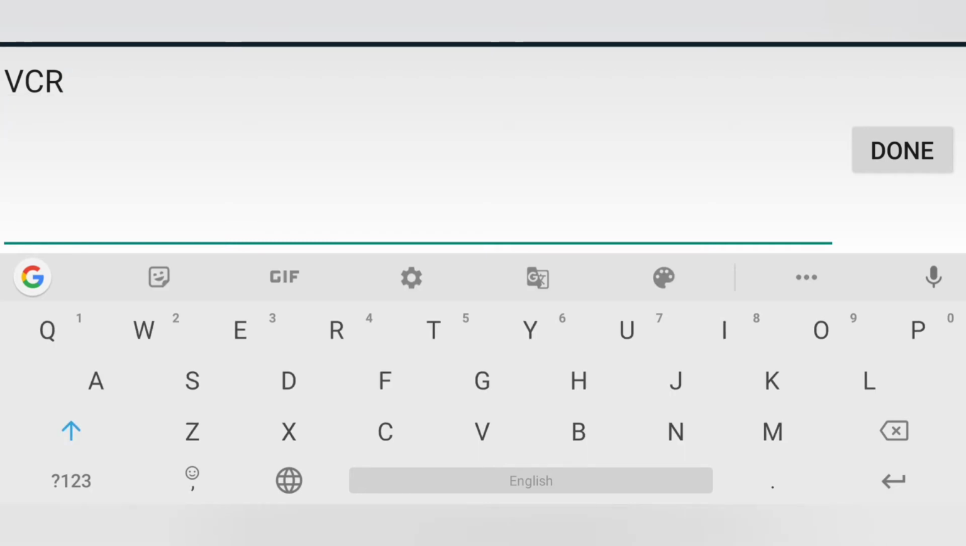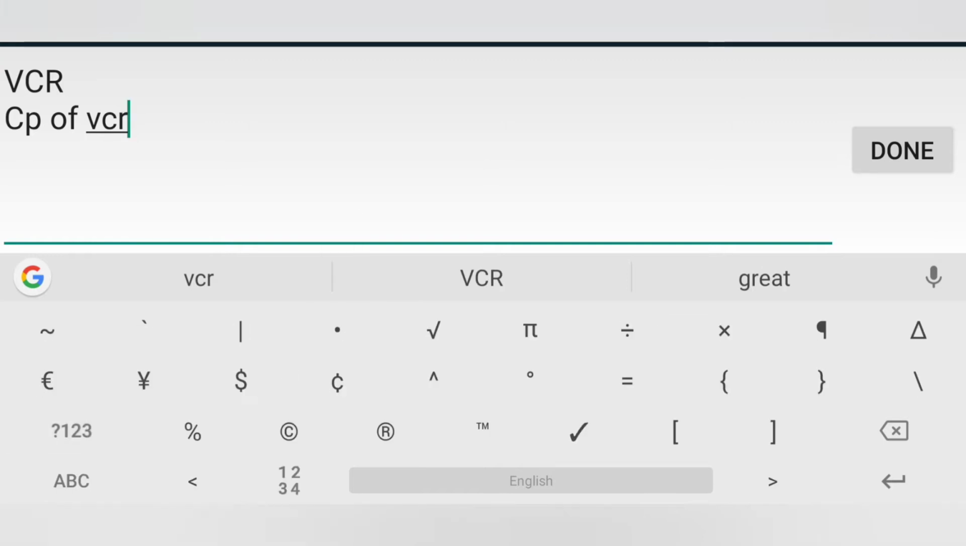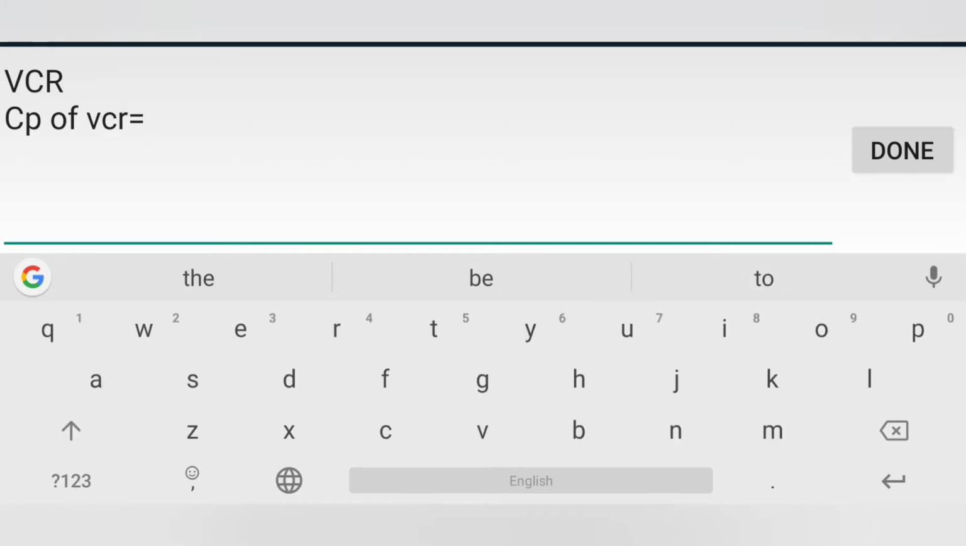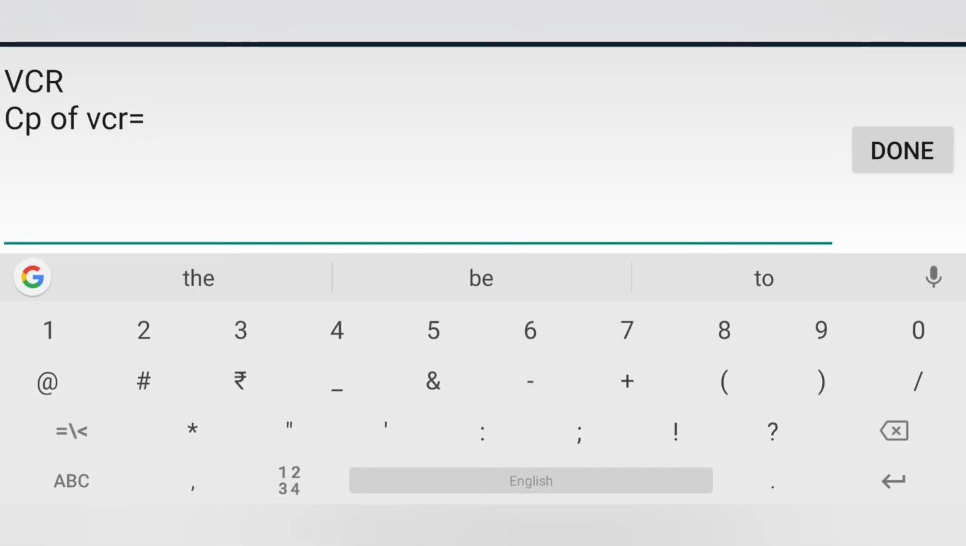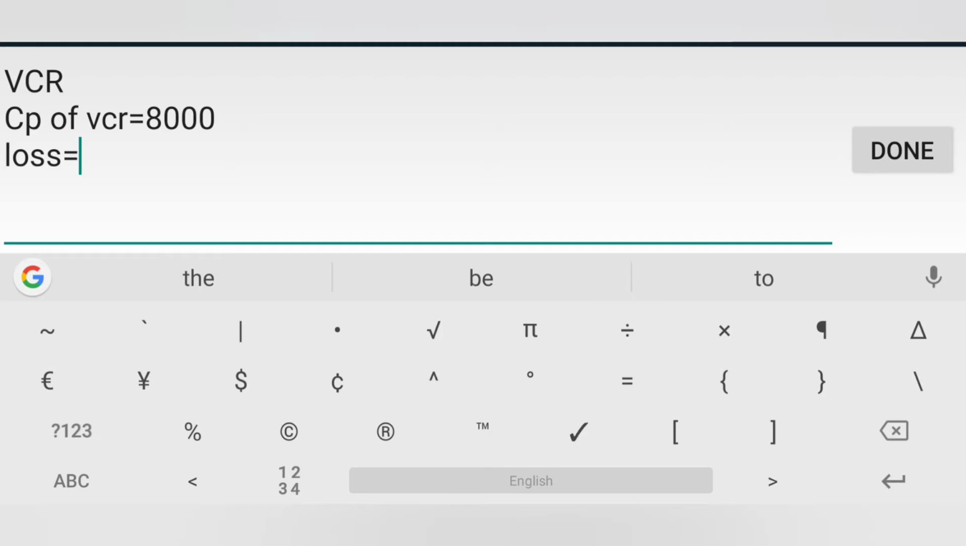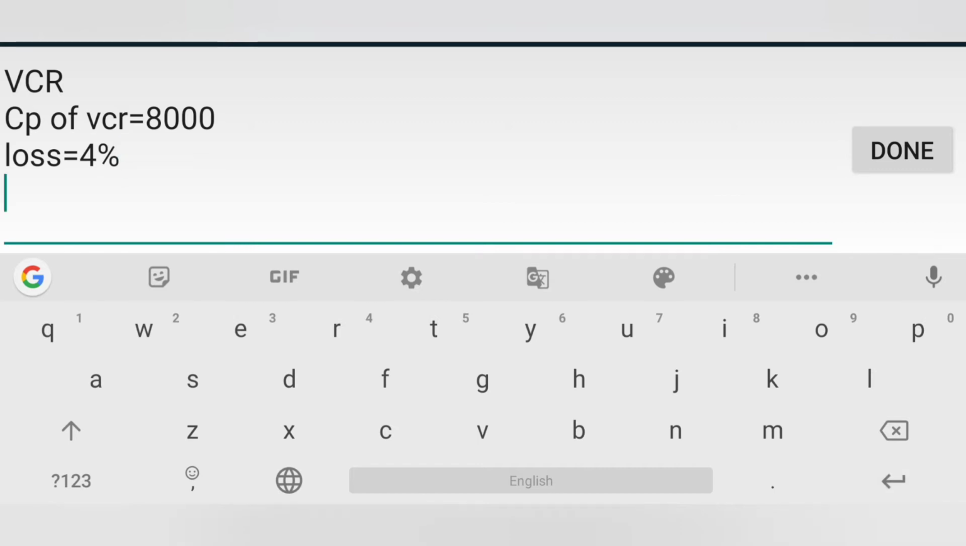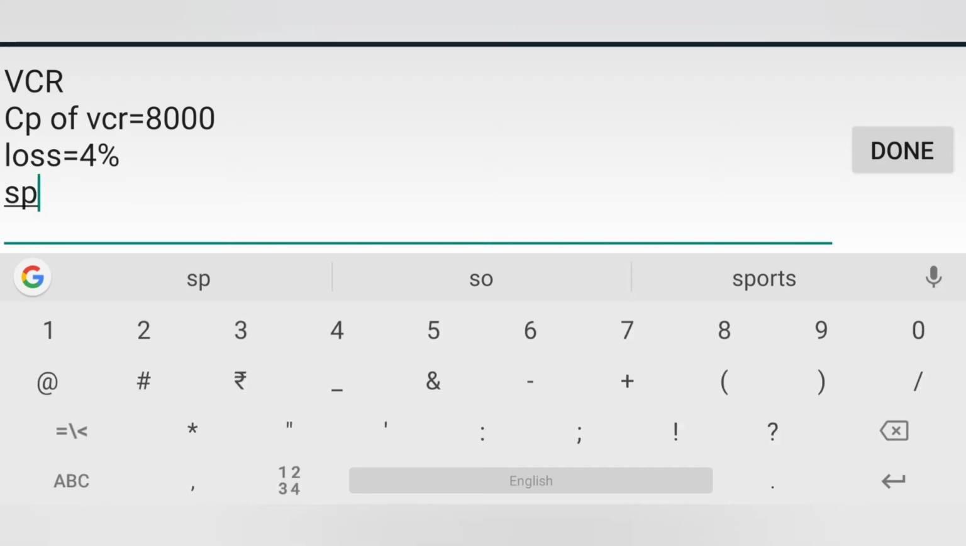find the profit or loss of VCR and TV separately. So first of all, we will find the profit or loss of VCR. So the CP of VCR is given 8,000 because it is written that each. So that means that VCR and TV both, the CP of both the things is 8,000. So CP of VCR is 8,000. Then it is given that the shopkeeper made a loss of 4% on the VCR. That means that on the VCR he made a loss of 4%. So loss percent is 4%.